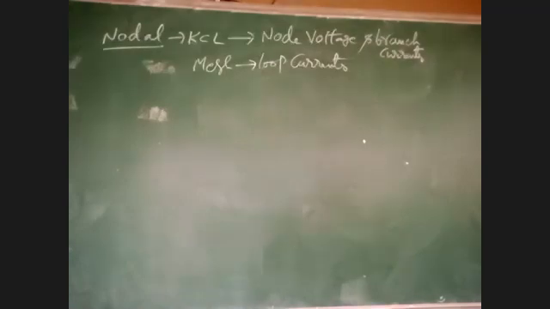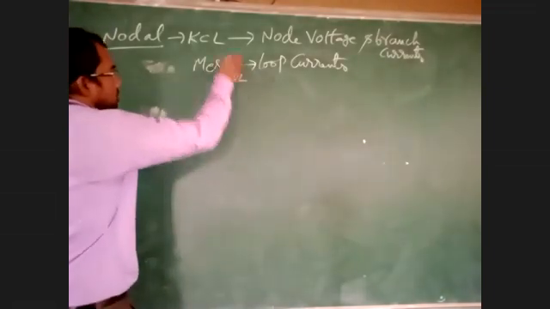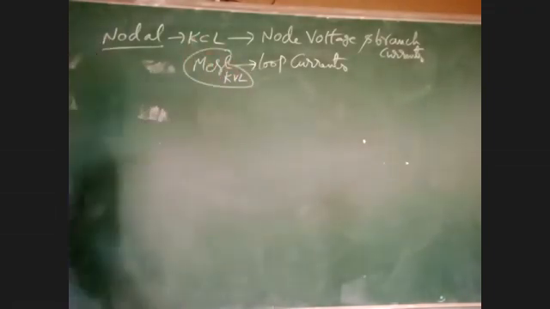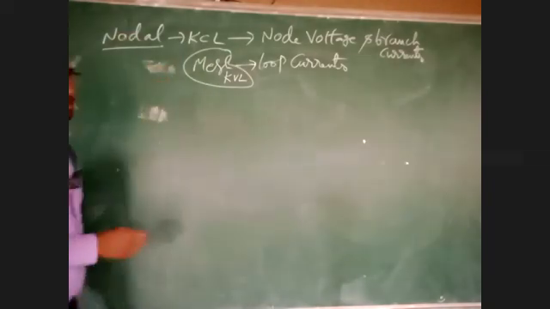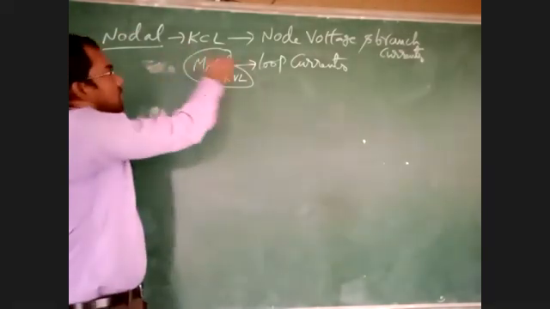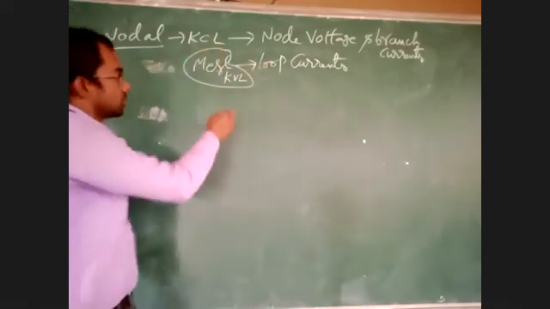In mesh analysis, we are determining the loop currents and we have applied KVL. Today we'll discuss nodal analysis. In nodal analysis, we'll determine node voltage and branch currents, and we will apply KCL. Let us take an example.